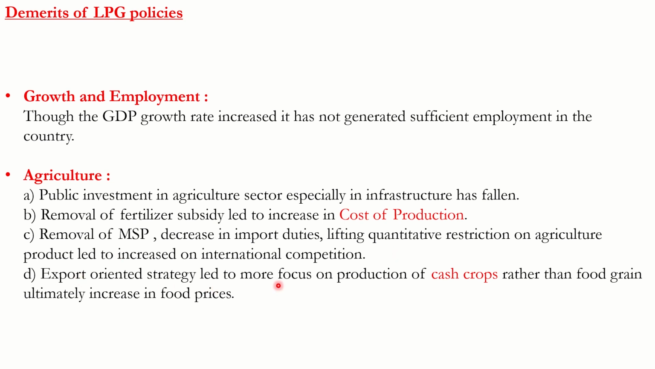Export oriented strategy means the farmers were mostly producing those goods which are used for export purposes. That is also known as cash crop. Because there was an increase in production of cash crops, the food grain items were decreasing, which leads to an increase in its price.